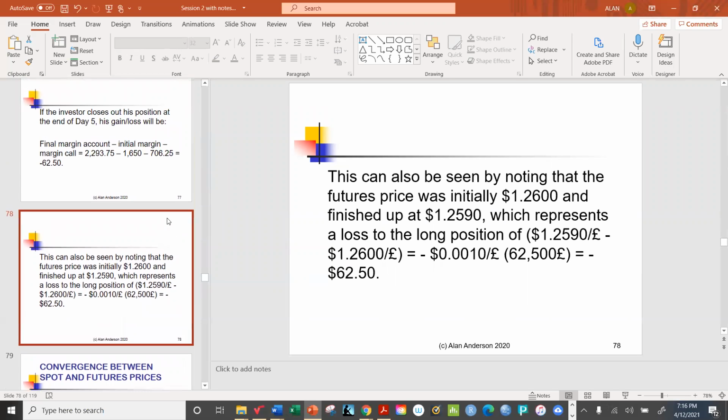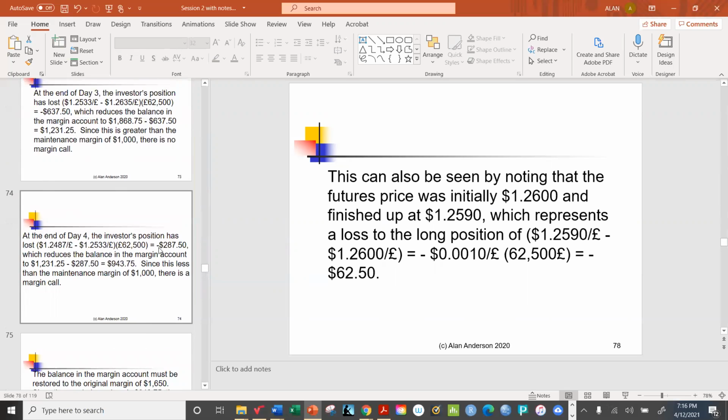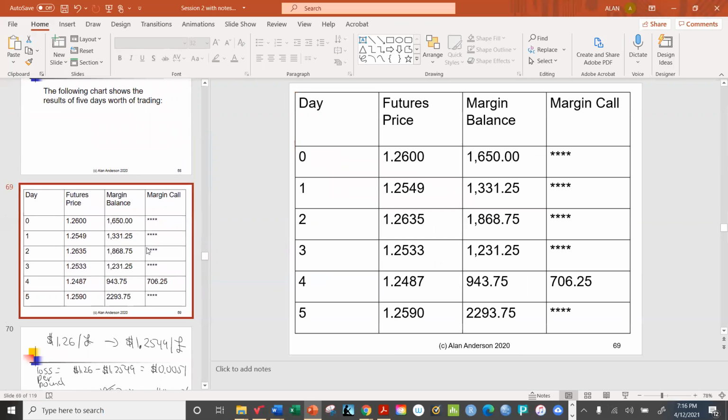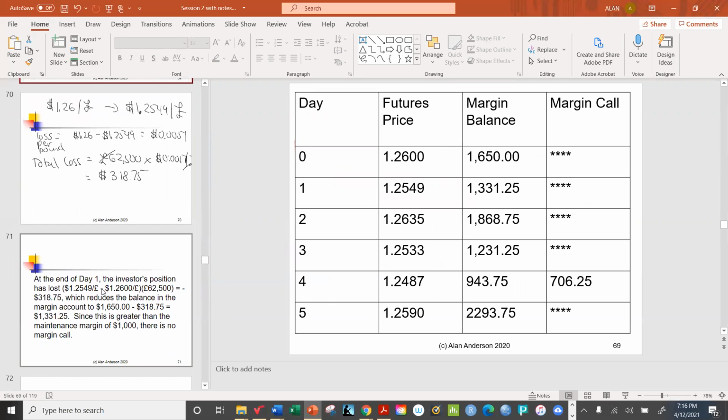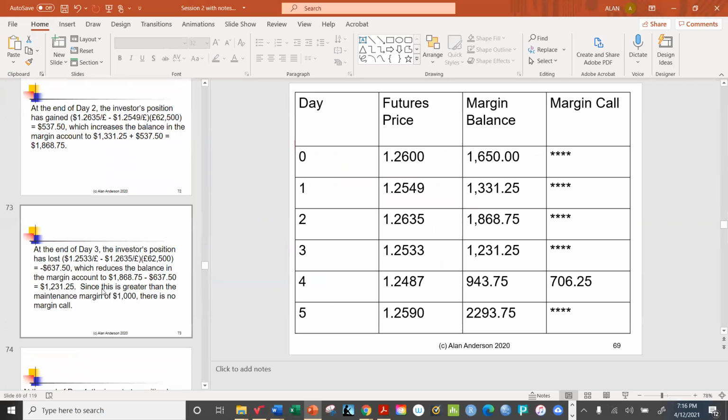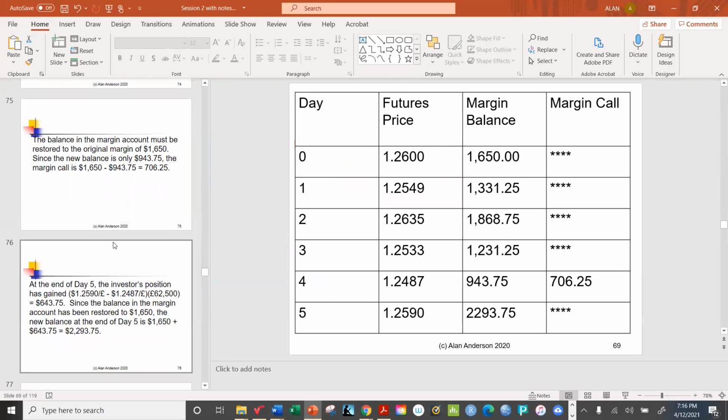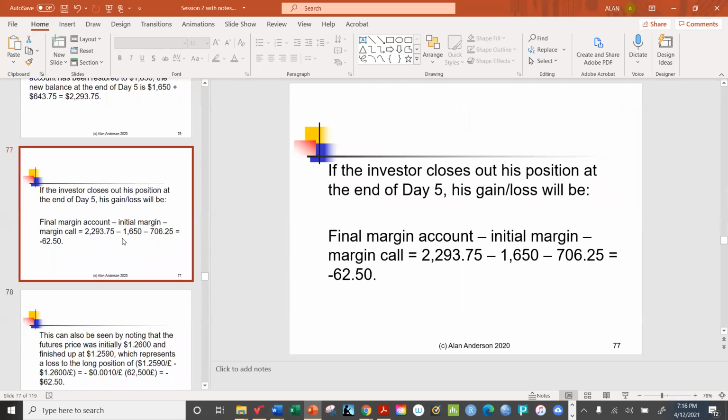Now, you can figure that out in a different way. If you notice that the initial price of this asset was 126, and we ended up at 125.90. So you have actually lost 1/10 of a cent. Let's see. Yes, 1/10 of a cent. If you multiply 1/10 of a cent times the 62,500 pounds that this contract is written on, you'll see that you have indeed lost 62.50.